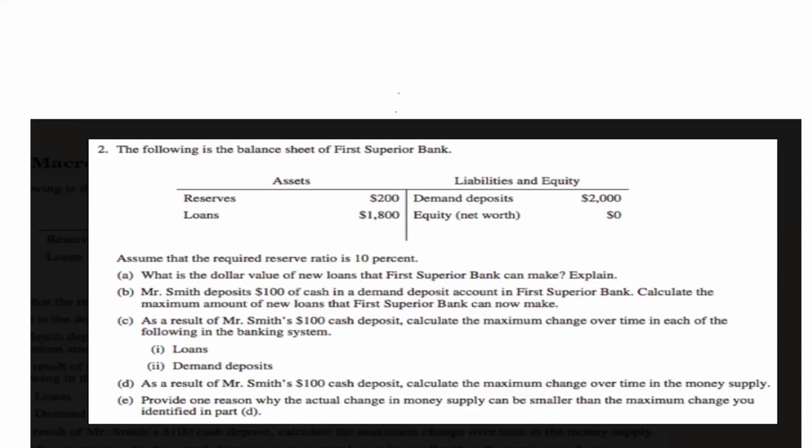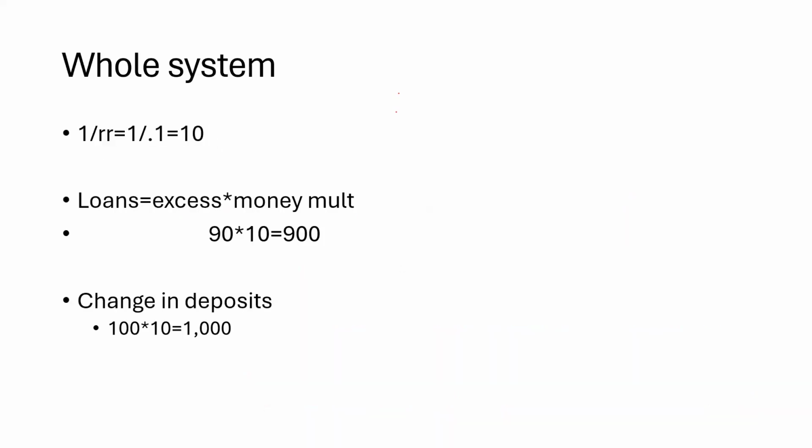As a result of Mr. Smith's $100 cash deposit, calculate the maximum change over time in each of the following. Okay. So if I see maximum change in the banking system, boom, I'm thinking money multiplier. 1 over the reserve requirement is the money multiplier. 1 over 0.1 equals 10. The loans, for the whole system, is excess I could loan out times the money multiplier. 90 times 10 gives me 900.